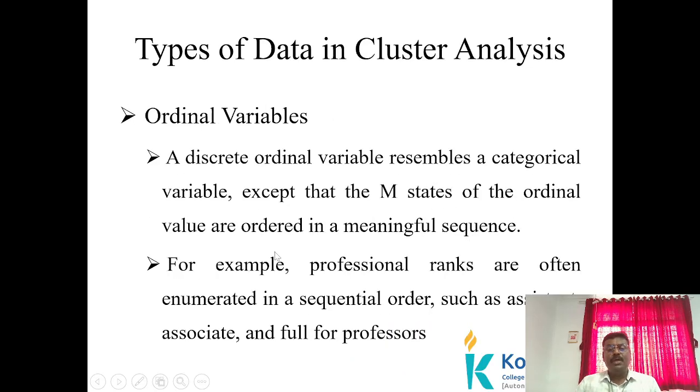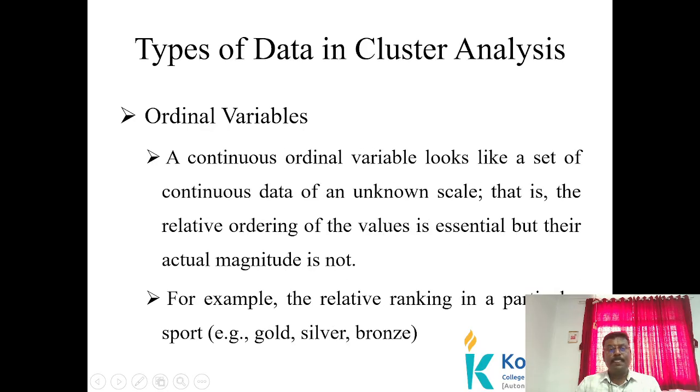Then the ordinal value. A discrete ordinal variable resembles a categorical variable, except that the M states of the ordinal value are ordered into a meaningful sequence. For example, professional ranks are often enumerated in sequential order: assistant professor is grade 1, associate professor is the next grade, and full professor is the highest grade. Using an ordinal variable, you can divide the clusters.